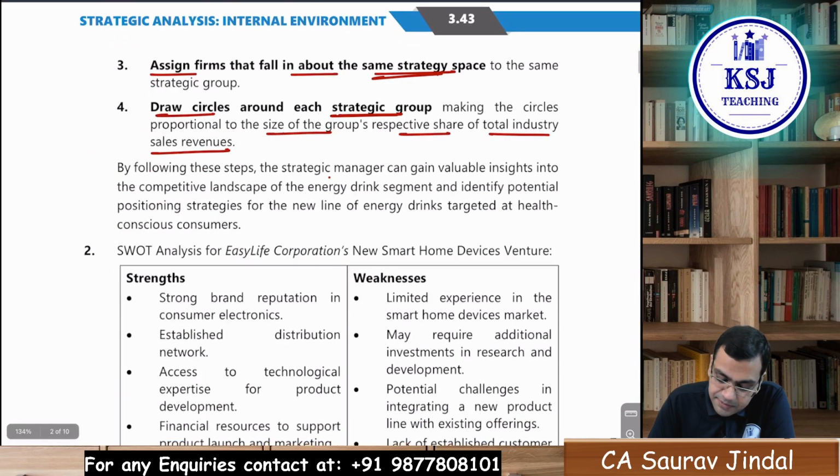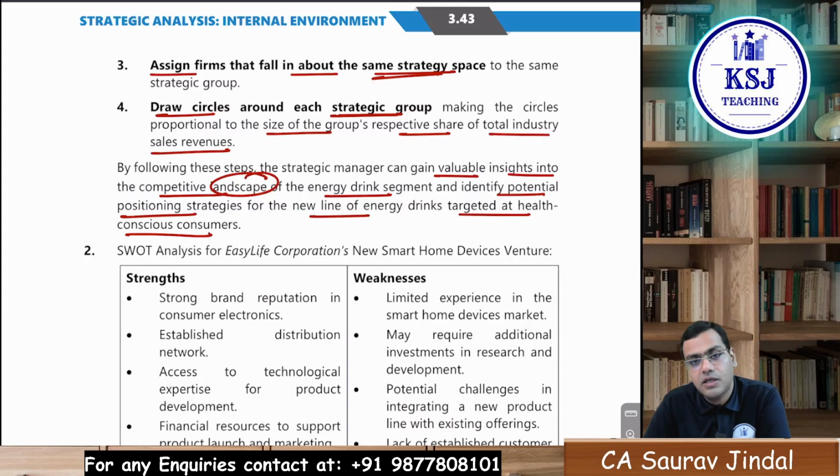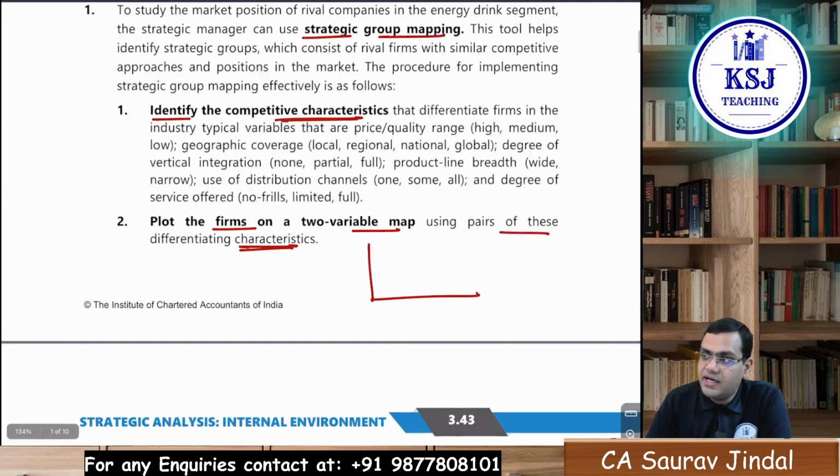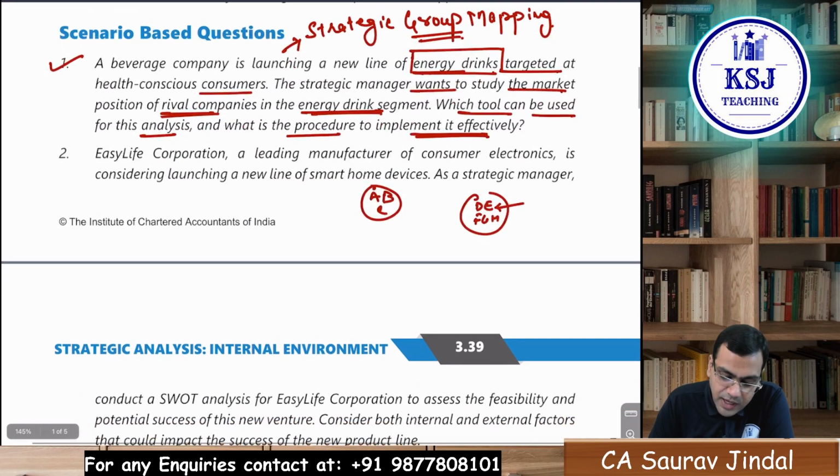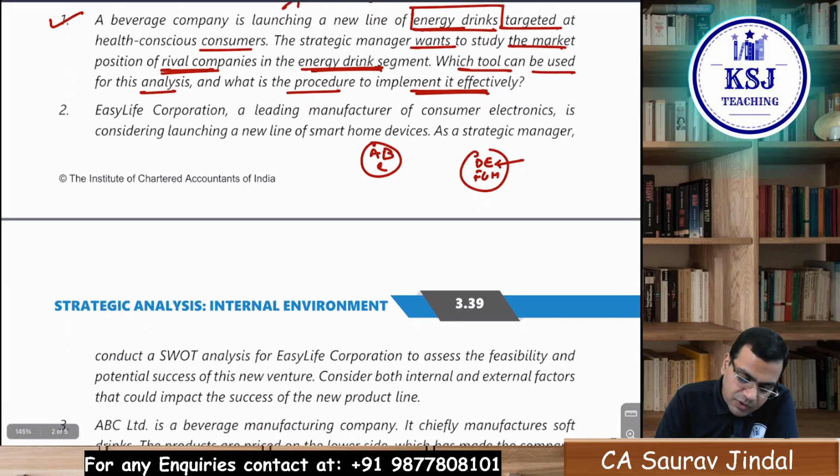By following these steps, the strategic manager can gain valuable insights into the competitive landscape of the energy drink segment and identify potential positioning strategies for the new line of energy drinks targeted at the health conscious consumer, right? So first we identified which topic it relates to, explained that topic, then how the company can make use of that particular thing, right? So this was question number 1 on strategic group mapping. Now let's come to question number 2.